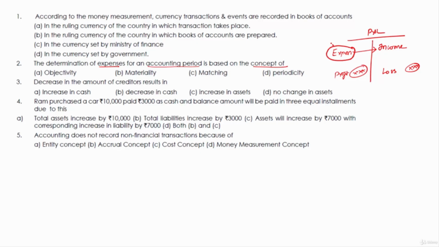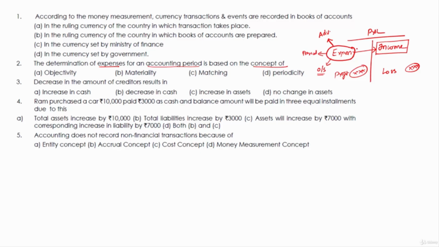Because it is possible that you would have paid for some expenses in advance, you would have paid for some expenses exactly for the period, or some expenses still may be outstanding, not yet paid, but you have incurred. So which expenses do you have to book? That's where the matching concept comes into the picture. The matching concept says if you are recognizing an income, then expenses incurred for that income should be recognized.